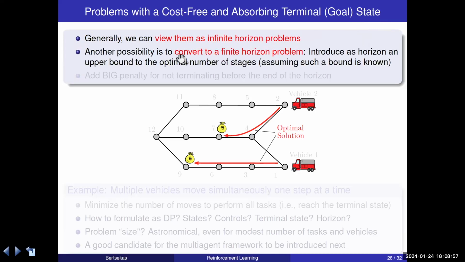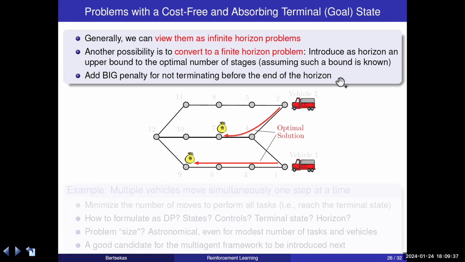Another possibility is to convert it to a finite horizon problem, assuming that you know an upper bound to the optimal number of stages. If you know that the optimum is going to occur within 100 stages, then you can consider it as a problem with 100 stages or 150 stages or 1,000 stages. And then you can add a big penalty as terminal cost for not reaching the termination state at the end of the horizon. That's a possibility also.